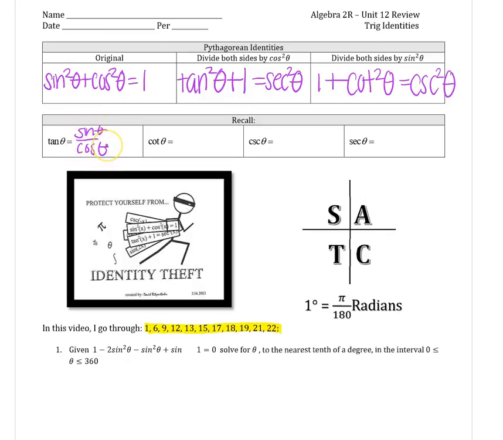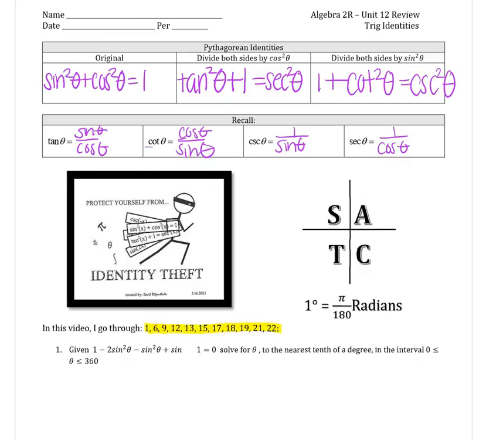That's what we used to derive these guys. Cotangent is cosine over sine. And I always remember that because cotangent has cosine in the top. I like to associate letters. Cosecant is the reciprocal of sine, and secant is the reciprocal of cosine. So if you know these, you should be pretty good.